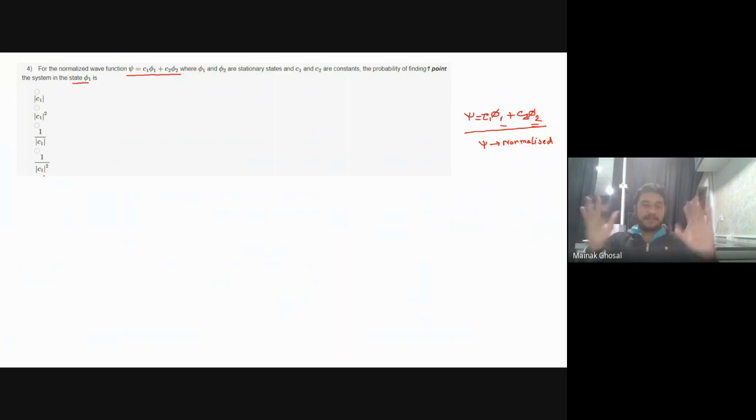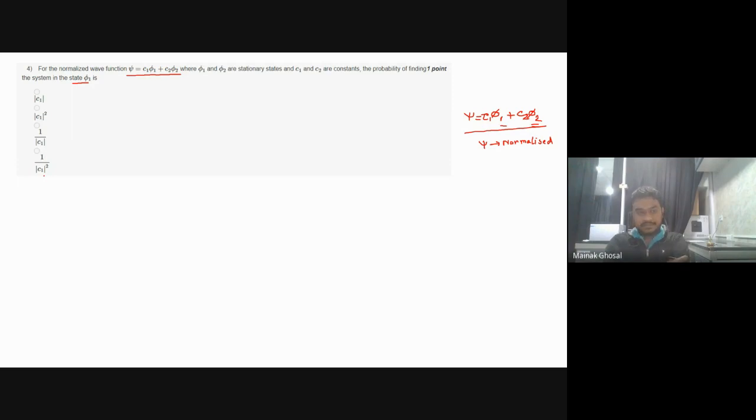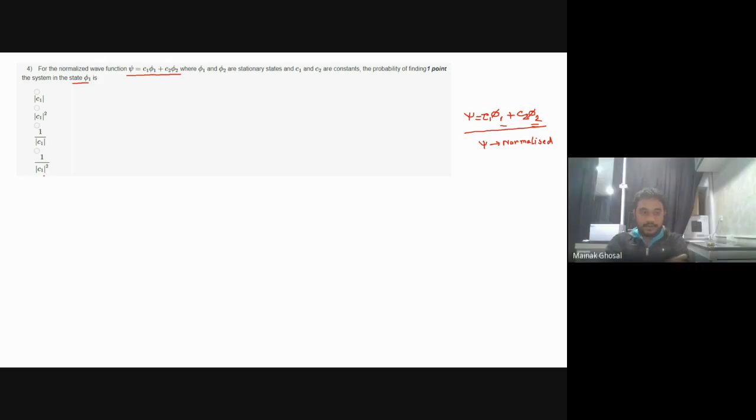I have explained this same thing, the same question, in the previous question. Here we have the same problem. I have solved it. So can anybody tell me what is the answer? One by C1. Okay. Anybody else? Either 1 by C1 or 1 by C1 square.